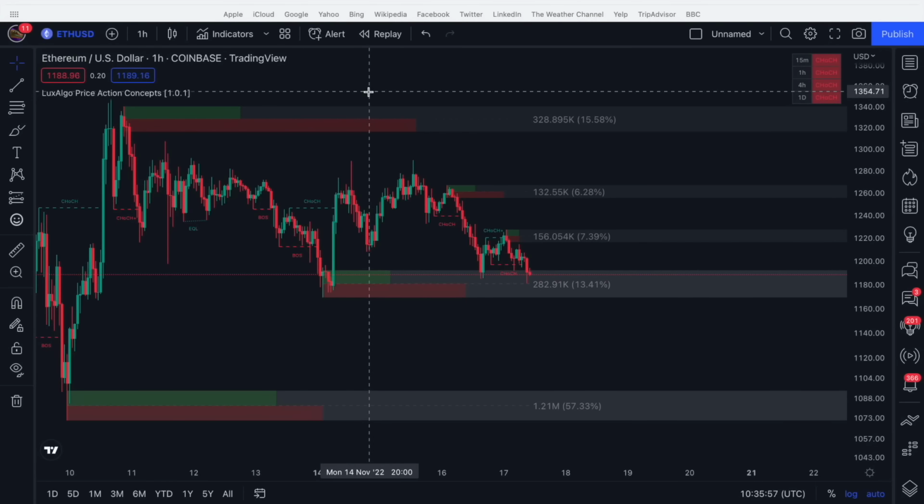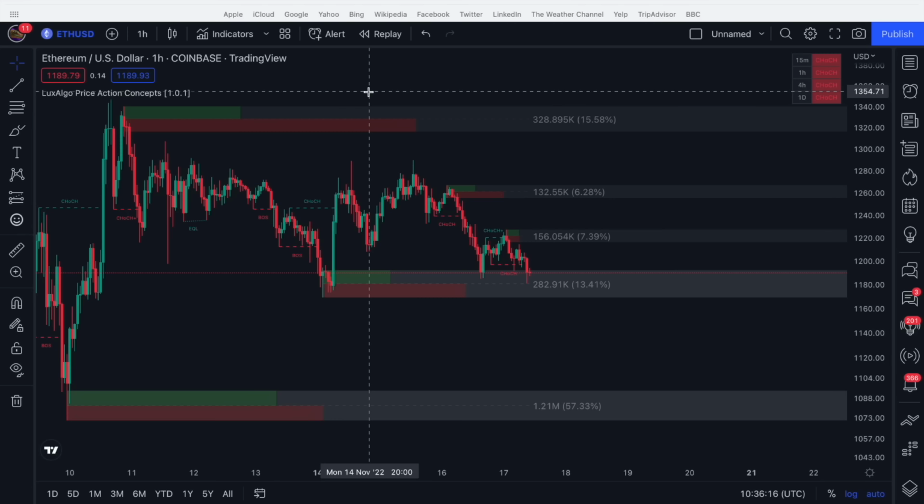Hi guys, in this video I'm going to be going through all of LuxAlgo price action concepts. I'm going to break down each feature in this toolkit, explain how to use it, and show you simple methods to understanding it. I guarantee by the end of this video you'll have a 100% understanding of what is actually going on your chart.